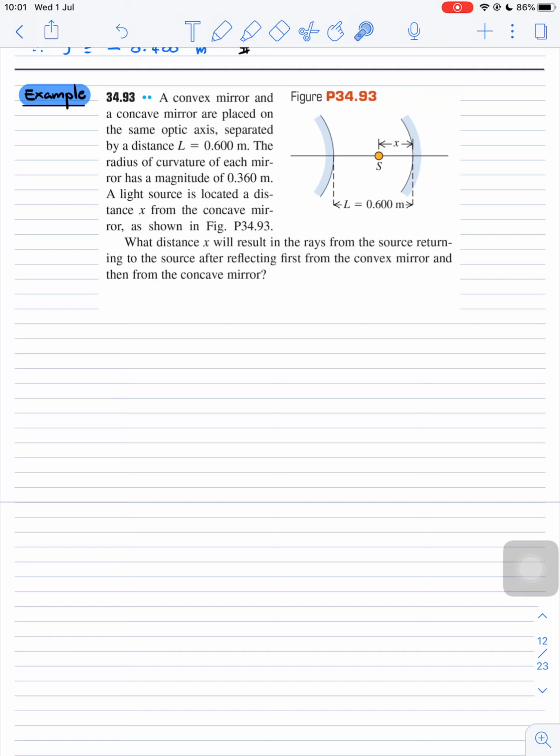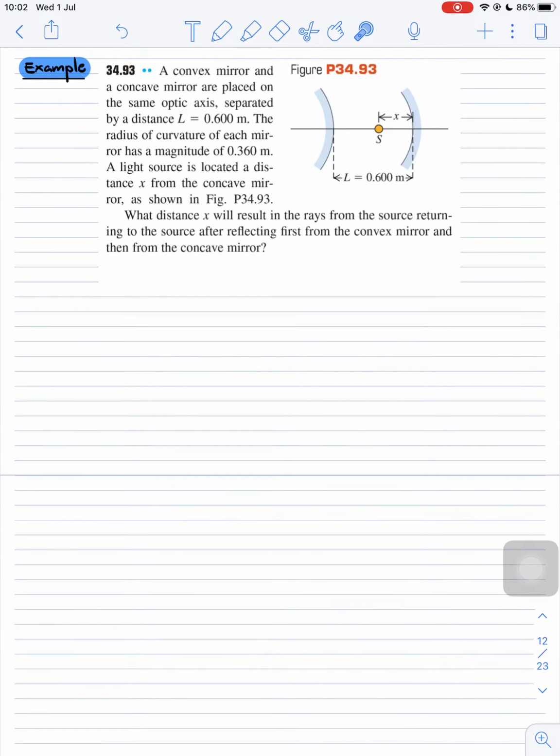A convex mirror and a concave mirror are placed on the same object axis, separated by a distance L equal to 0.600 meter. The radius of curvature of each mirror has a magnitude of 0.360 meter. A light source is located at a distance x from the concave mirror, as shown in the picture.